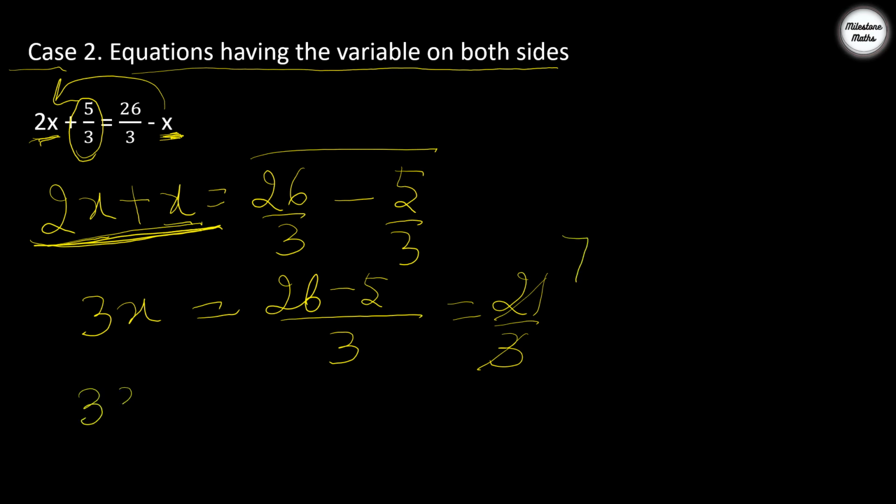So what is left? We are left with 3x equals 7, and then x will be equal to, now we have to transpose this 3 which is being multiplied. So on the other side it will become division. So what is the answer? We get the value of this variable as 7 by 3.